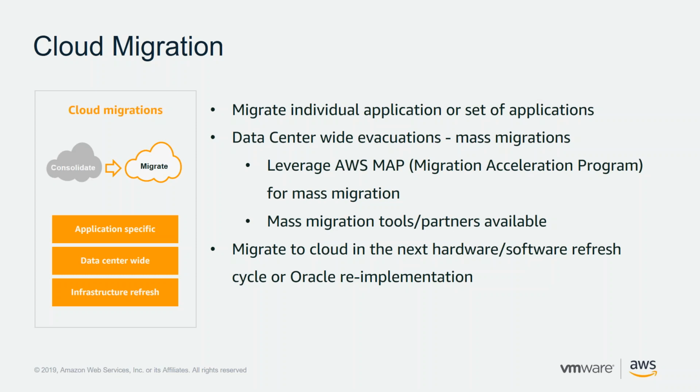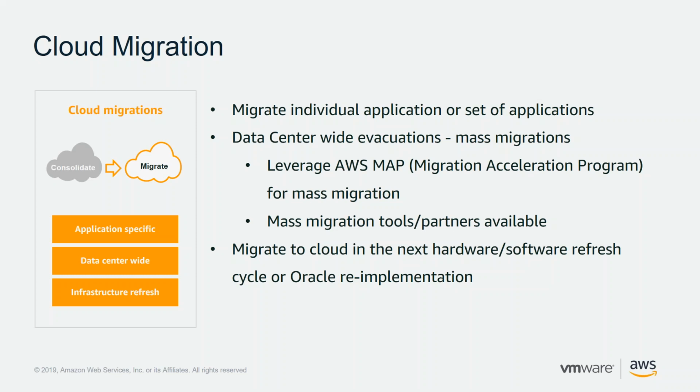The third most common pattern that we see in cloud migration is data center-wide evacuations, where they have an upcoming lease in the data center ending quite soon. Customers do perform mass migrations to move to VMware Cloud on AWS. You can leverage AWS programs such as MAP, Migration Acceleration Program, for mass migration of a lot of workloads. And there are tools available to help you with the mass migration. We also have partners available to help you with mass migration.